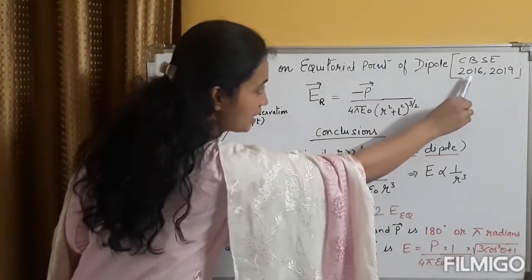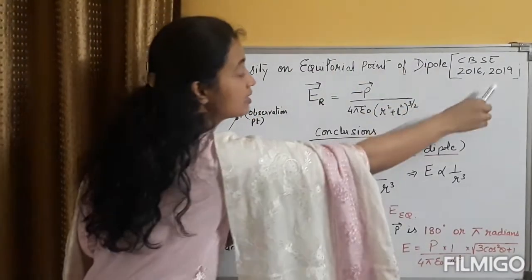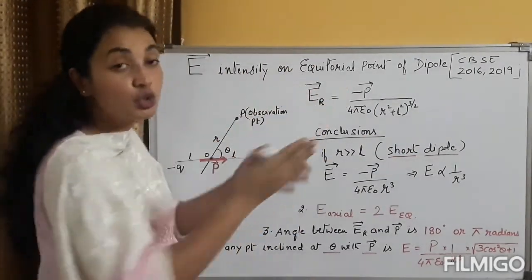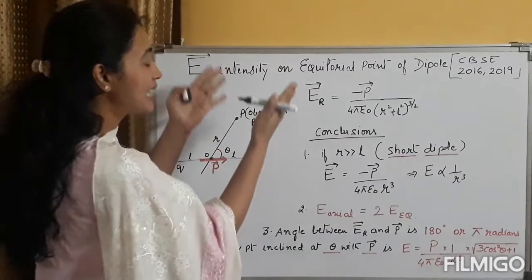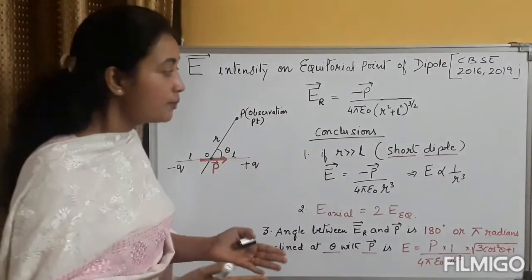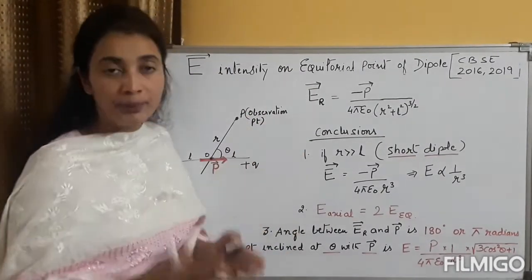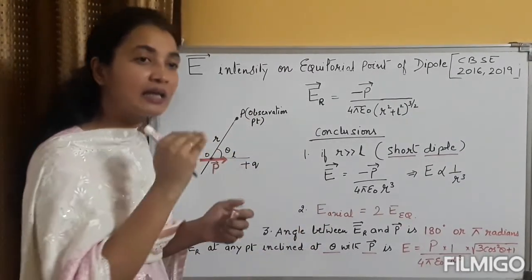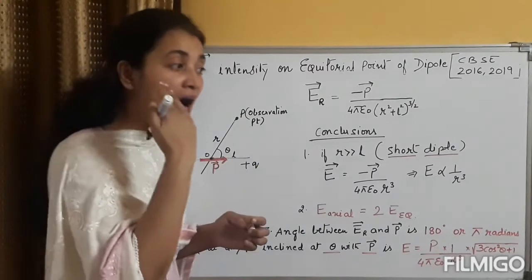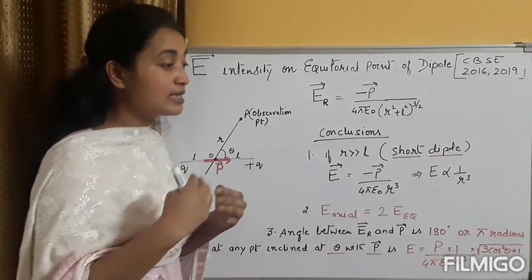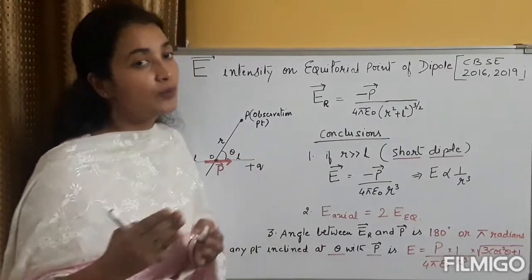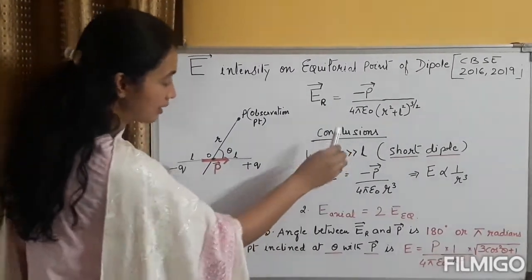It has been repeated recently, in 2016 and 2019. It has been asked in the previous years also, but I've taken the two recent years to tell you that it can be in the form of a derivation. And it is asked in your competitive exams also in the form of these conclusions. Conclusions are the concepts which we are expected to apply according to the given situations. So what is the first conclusion?